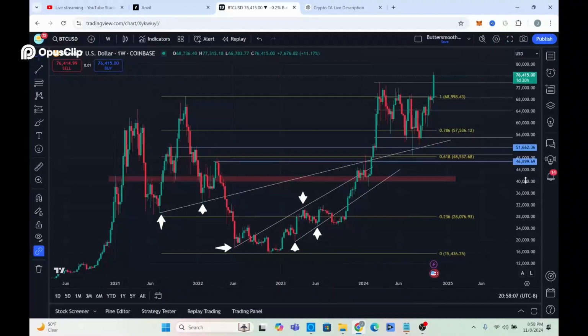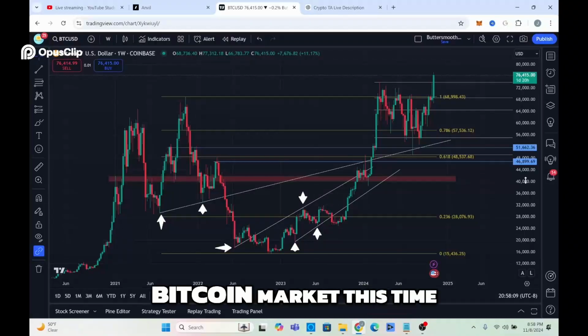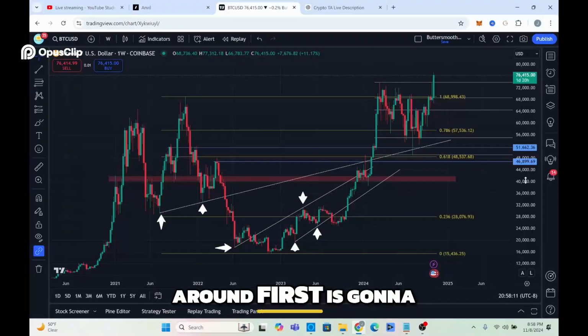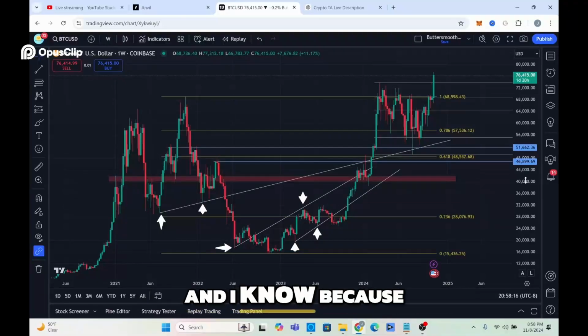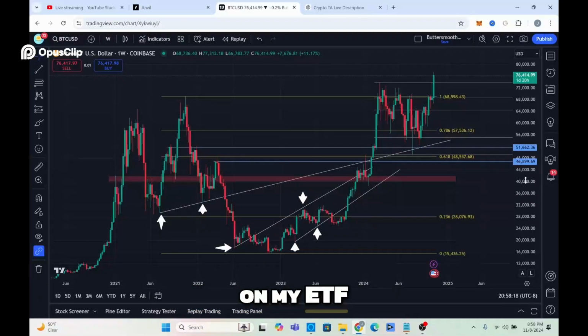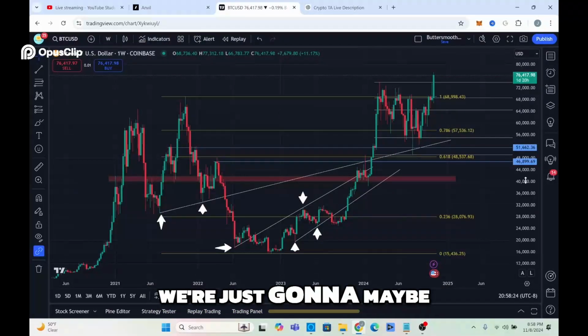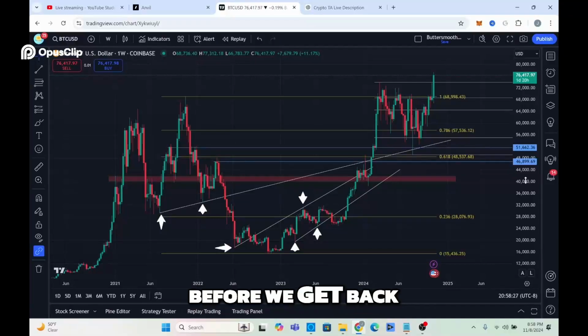Bitcoin is doing its thing. What I know drove the Bitcoin market this time around first is going to be the ETFs. BlackRock keeps buying it up, and I know because my portfolio is up on my ETF. True. So, yeah, this is pretty much Bitcoin, much more to it. We're just going to maybe wait a little bit before we get back to seeing it. Maybe, hopefully next week, we keep hitting all-time highs again. True.